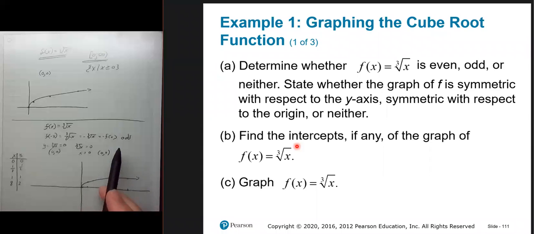And then because it's an odd function, I negate the (1, 1), so that's (-1, -1). I negate the (1/8, 1/2), so that's (-1/8, -1/2), which is about here. And then (8, 2) becomes (-8, -2). So I mirror this graph over here. And there I have it.